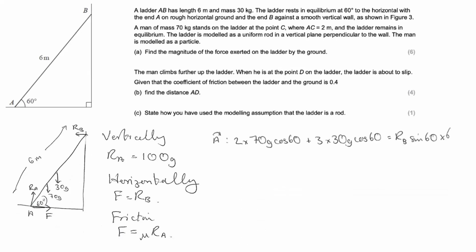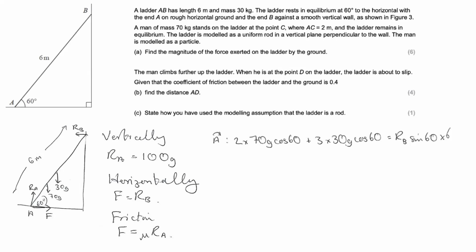And then I took moments about A, so 2 times the weight of the man, and you want the perpendicular component of the weight of the man, plus, so that's clockwise, and the 30G is clockwise, and that's 3 meters, that's at the center, times the cos of 60, which makes it the perpendicular component, is equal to 6 times RB sine 60.